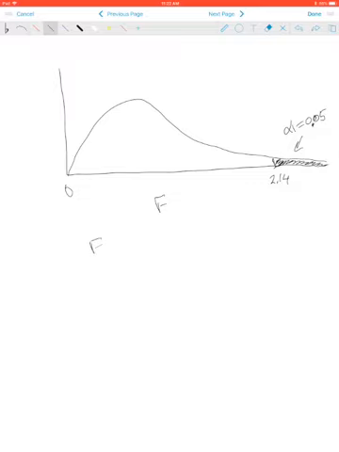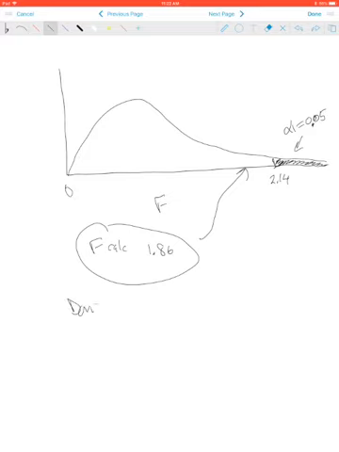Our F-calc was 1.86. So where does this sit? It sits over here in the region of non-rejection. So again, we don't reject the null hypothesis. We conclude there's no reason to believe males are more variable than female ducks.